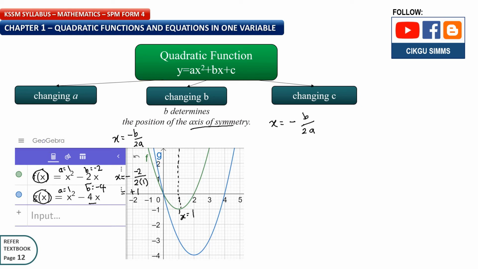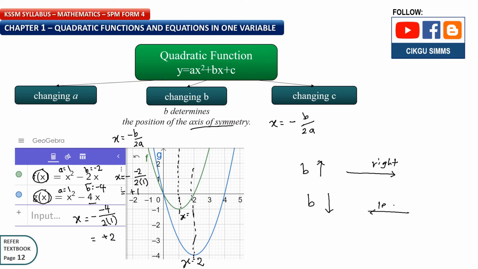Okay, we see the axis of symmetry for g(x). The same thing, x equals minus b over 2a. b is minus 4, a is 1. So 4 divided by 2 is 2. Negative times negative is a positive 2. So the axis of symmetry for g(x) is positive 2. You can see this is the g(x) function, and the axis of symmetry is x equal to 2. So the conclusion here: if b is a large number, the graph will move to the right. If b is a much less negative number, it will move to the left side.